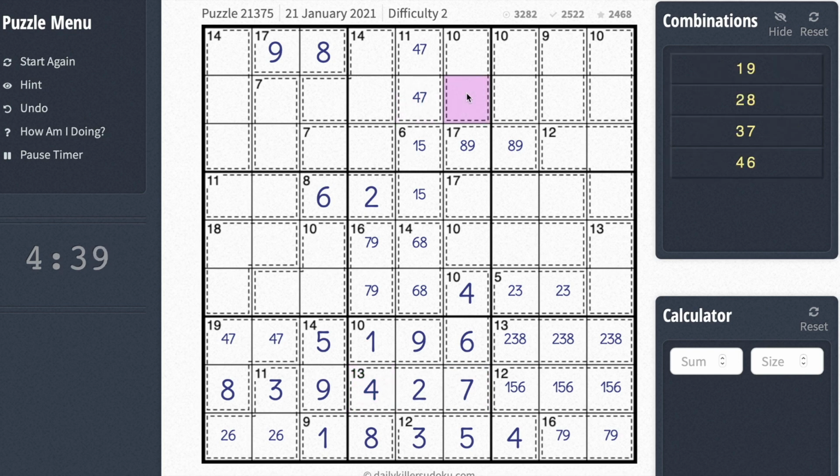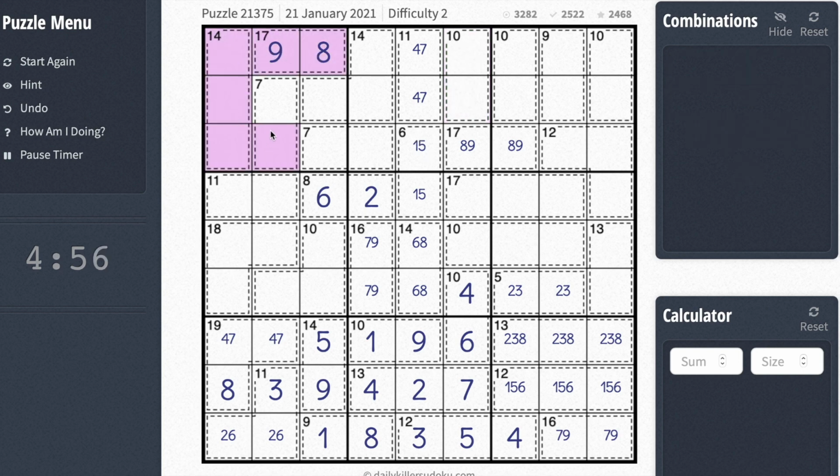Okay, so we've got 4, 7 in there. What else can we do? So let's move to this 10. Can't have 4 or 7 because they're already in the same 3 by 3. Can't tell between the other two at the moment, but we'll get there in a bit.